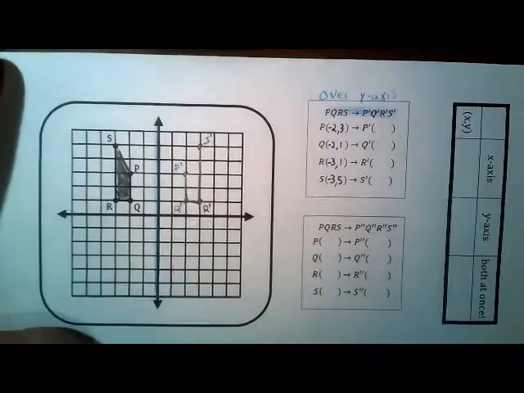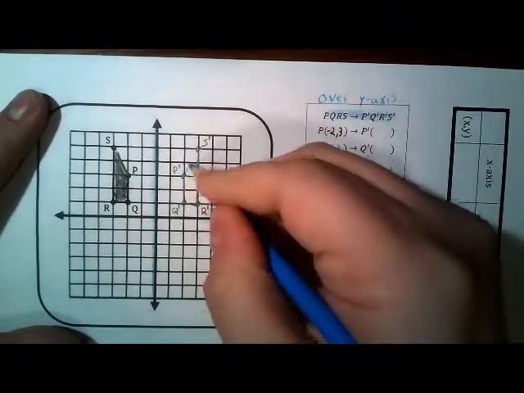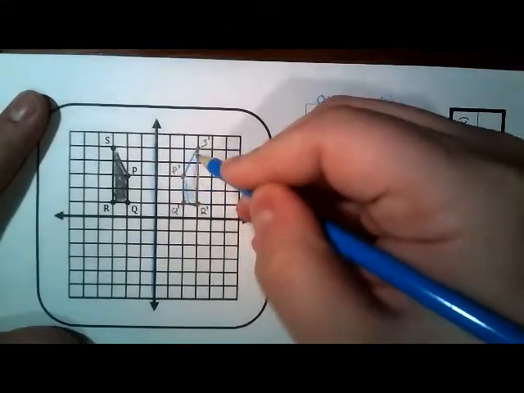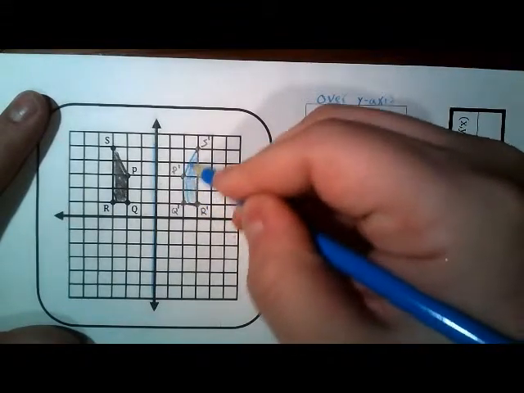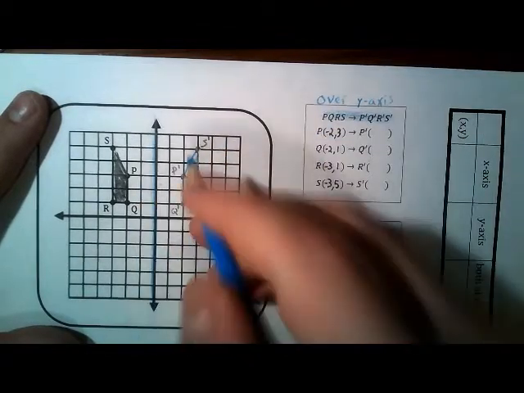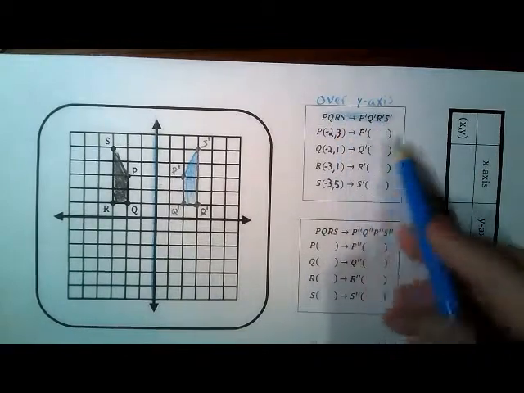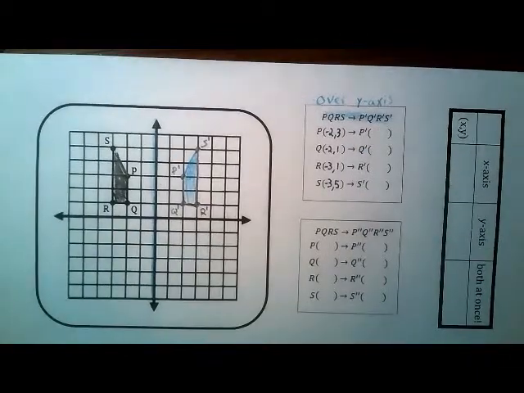Okay, and what I'm going to do is I'm going to color this in, and to keep my color coding, I'm going to do it in blue. So I know that this is over the y-axis, this is the figure that went over the y-axis, this is the table that goes with that. So everything's nice and neatly color-coded.